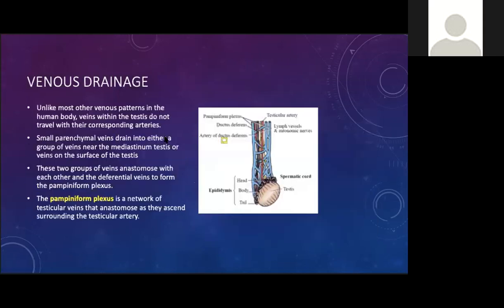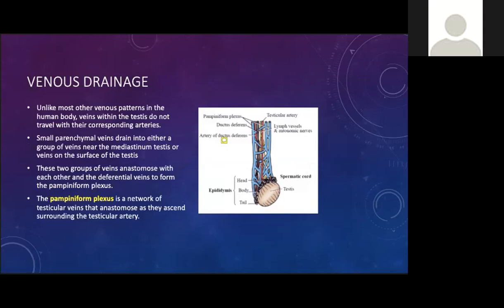For the venous drainage, unlike most other venous patterns in the human body, veins within the testis do not travel with their corresponding arteries. Small parenchymal veins drain into either a group of veins near the mediastinum testis or veins on the surface of the testis. These 2 groups of veins anastomose with each other and the deferential veins to form the pampiniform plexus.